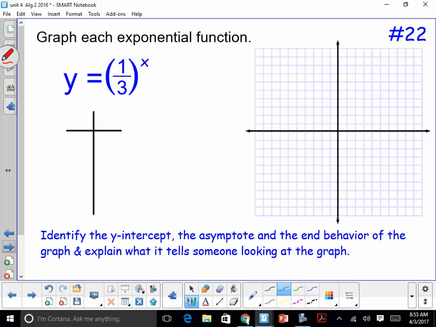The x is in the exponent. So no matter what the base is, in this case the base is 1/3, go ahead and draw the picture. For those who may be wondering, here's a hint: it looks exactly like the picture. Hopefully that hint isn't too strong. So draw that in.